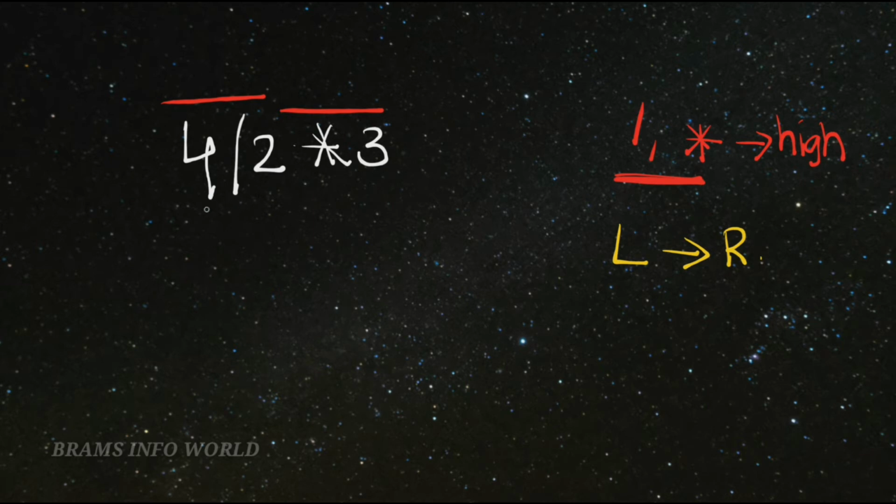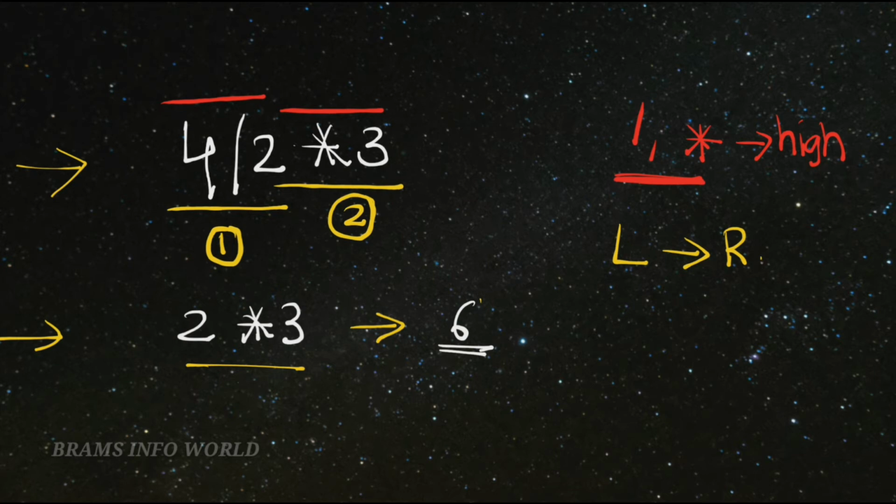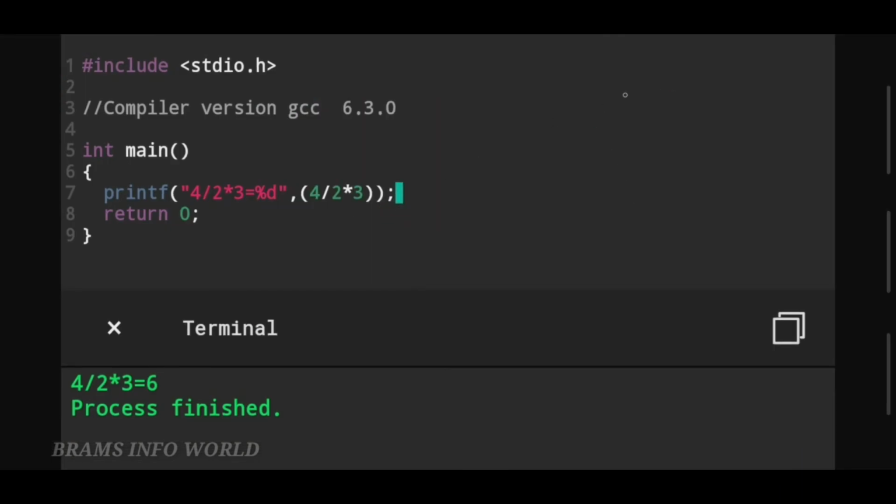So slash and star, left to right, means this is the first operation and this is the second. The evaluation will be 4 by 2, which is 2, and then star 3. The expected value is 6. Let us work with an example program, and you will get full clarity about this expression. Let us take one more example for clarity. This is example 2. In this example you can clearly observe left to right associativity, and the result of the given expression is 6.